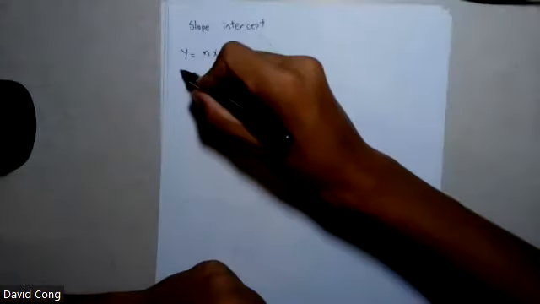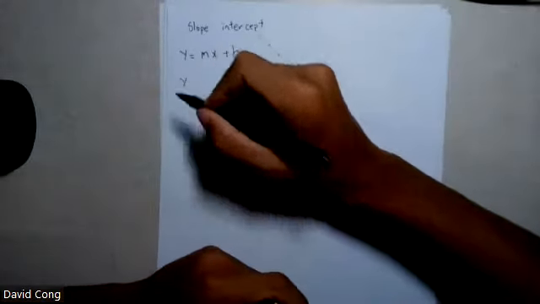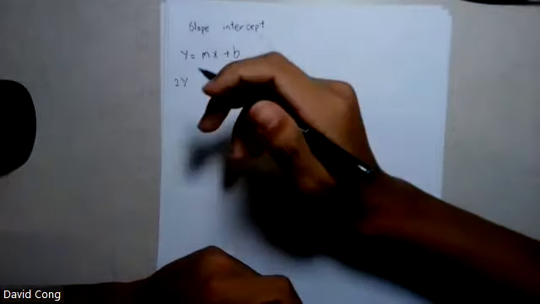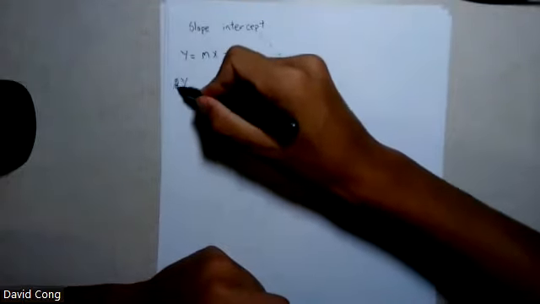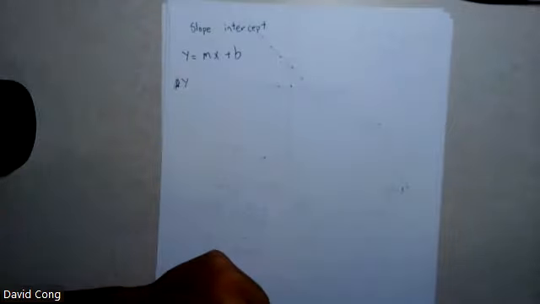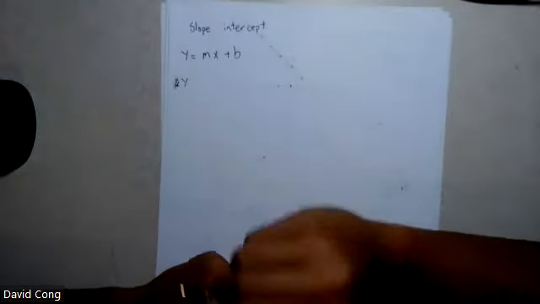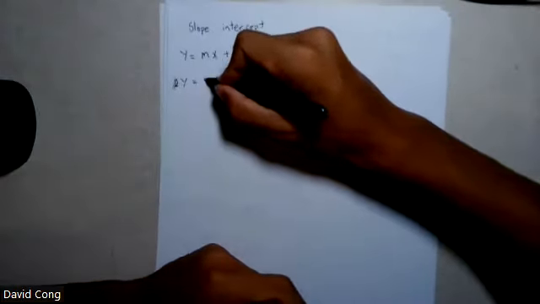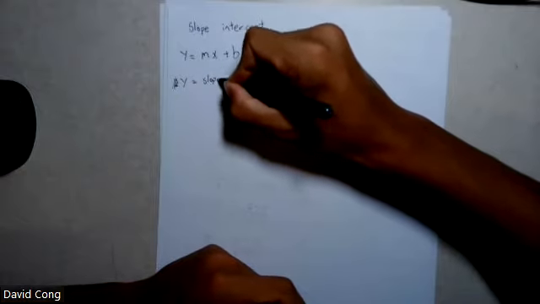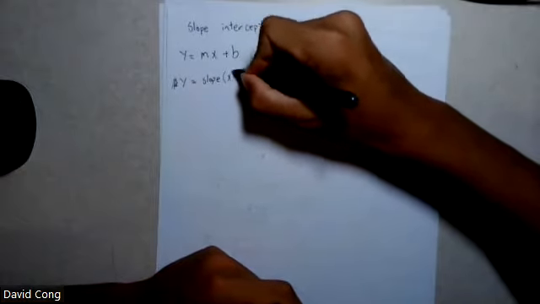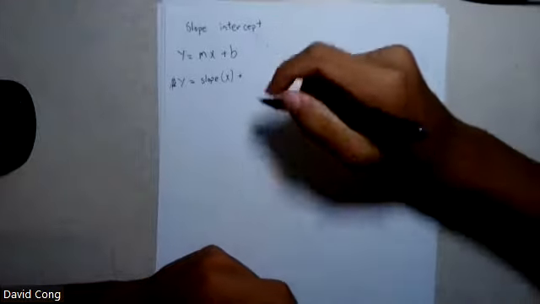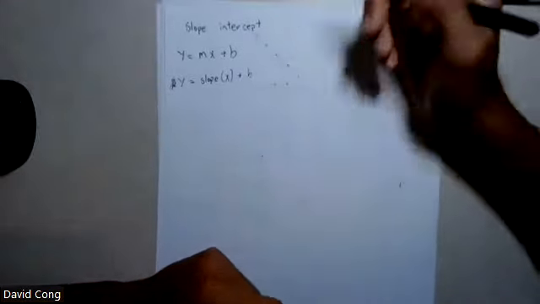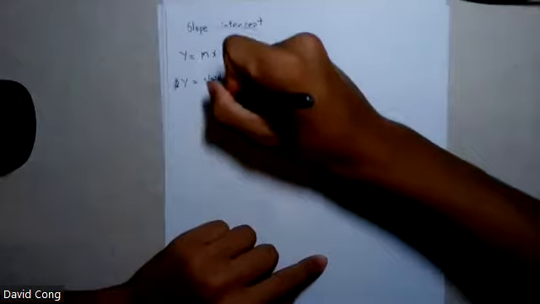So this y doesn't change, and it's always y by itself. It's never 2y. If you have 2y, you divide by 2 to make sure it's y. So in slope intercept, it's always y by itself equal to the slope times x plus b. What b represents is just the y-intercept.